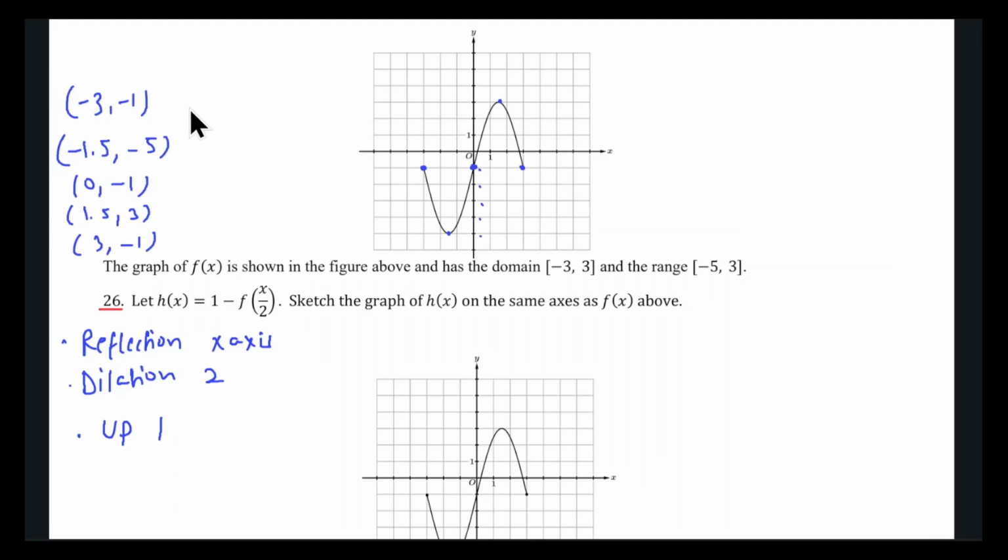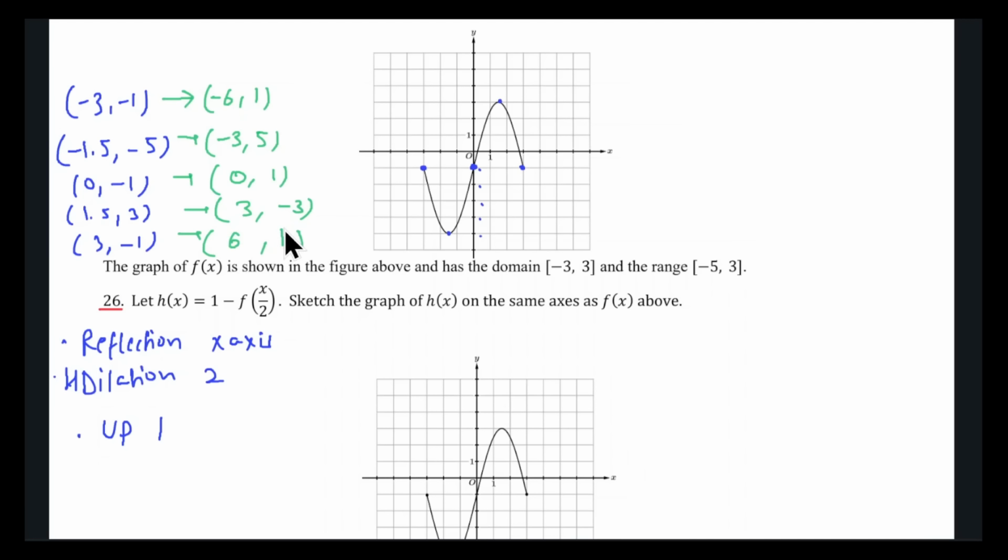Okay, reflection over the x-axis will change the sign of y. So this will become 1, this will become 5, this will become 1, this will become negative 3, and this will become 1. Horizontal dilation by 2 would mean that every x is multiplied by 2 because it's a stretch. So this will become negative 6, this will become negative 3, this will become 0, this will become 3, and this will become 6 over here when I multiply by 2.